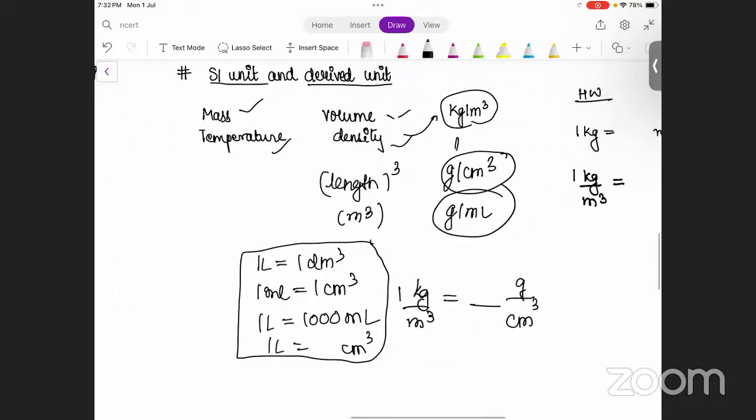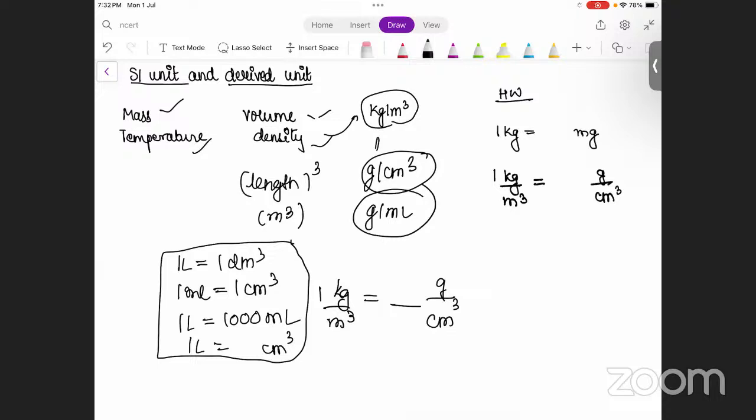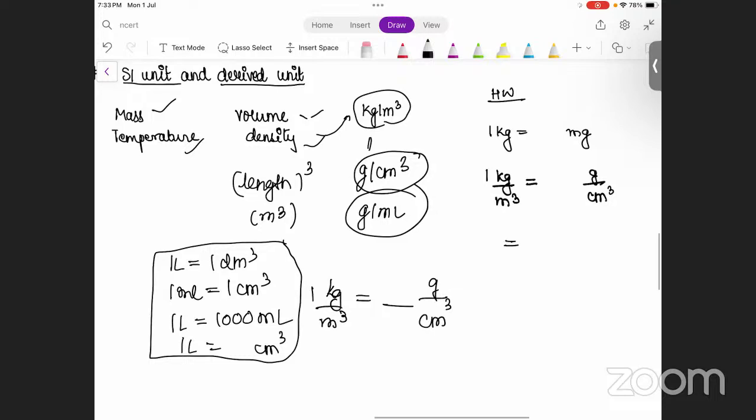Yes, Bhavyashri, we will move on, but we are waiting for your answer. So is it 1000? Okay, Fatim has also answered this. So let's do it. Yes, Manasvi, what will be the answer? 1 kg per meter cube will be equal to how many gram per centimeter cube?